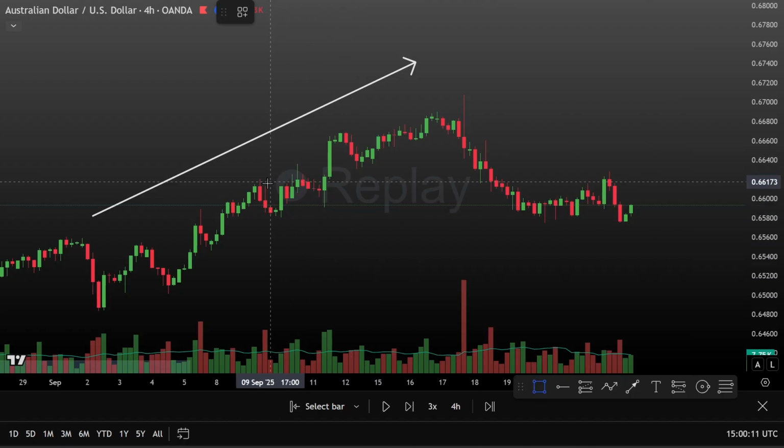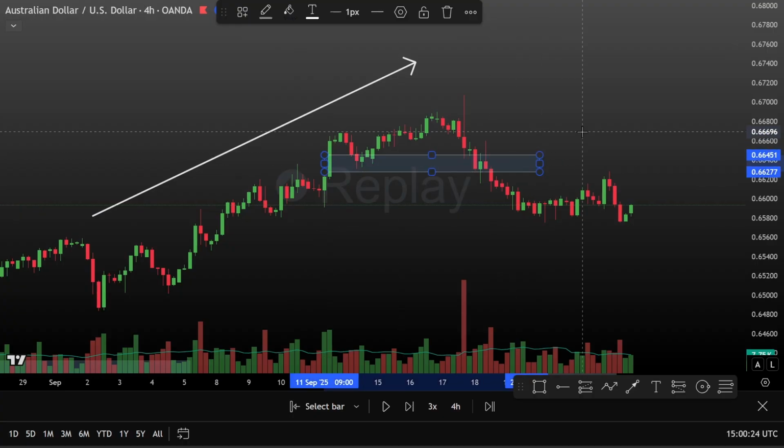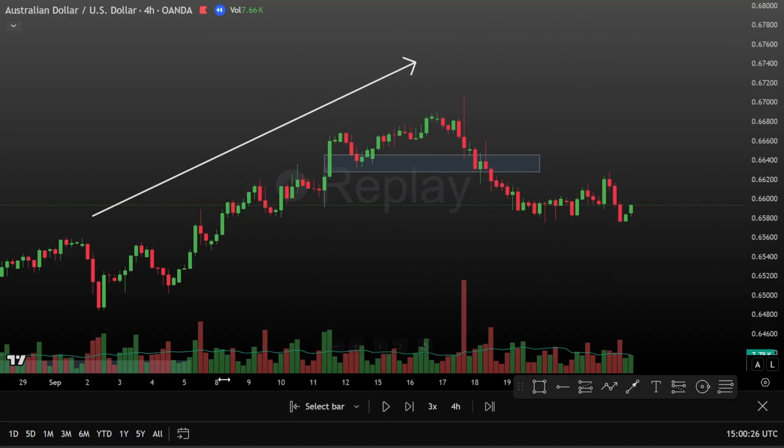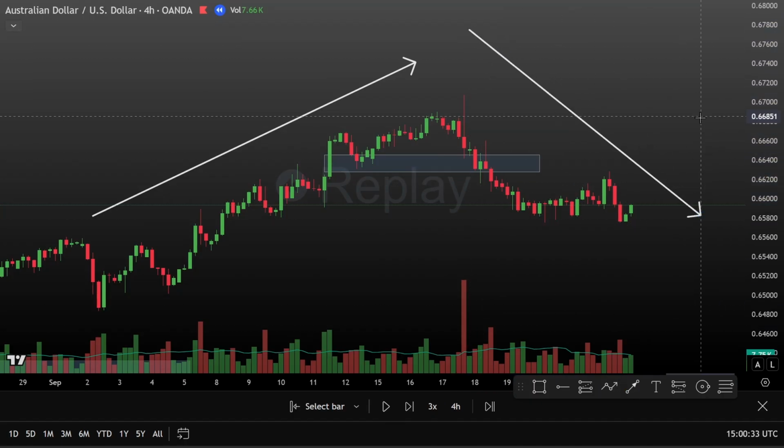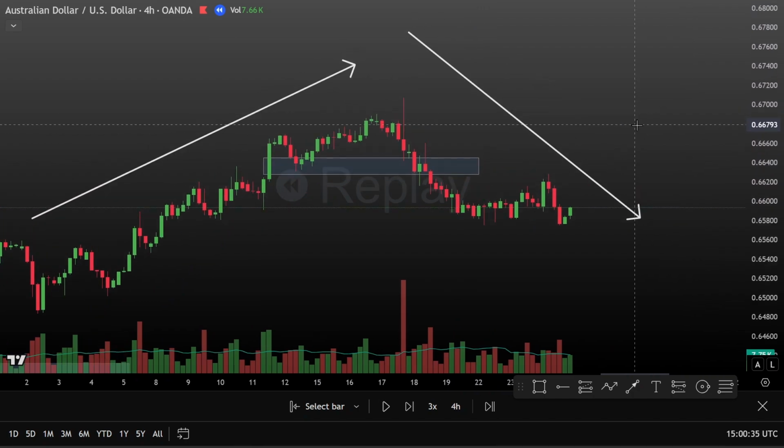The Australian dollar to US dollar pair had experienced a very strong bullish move beforehand, showing significant buying pressure from the market. However, everything changed dramatically once the United States announced its latest interest rate decision. The US dollar immediately strengthened, causing Australian dollar to US dollar to reverse sharply.